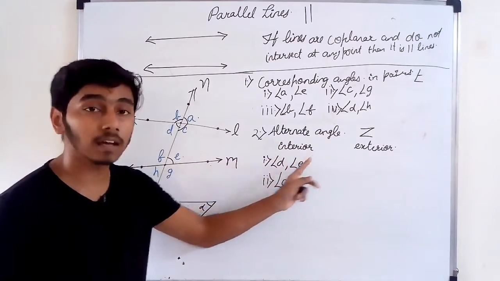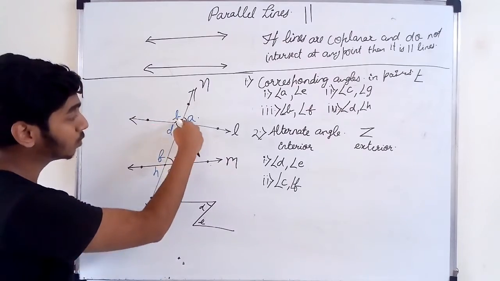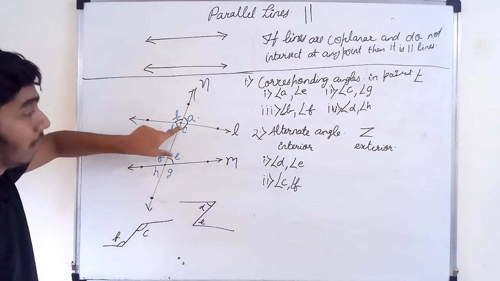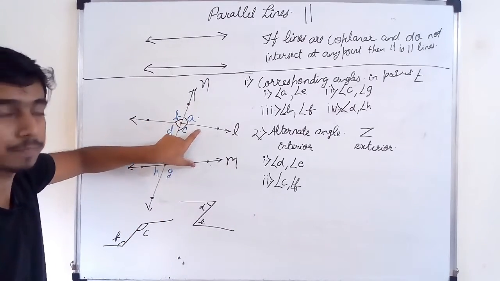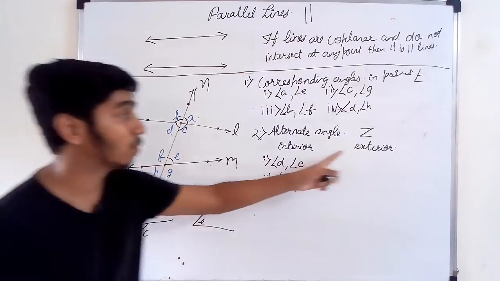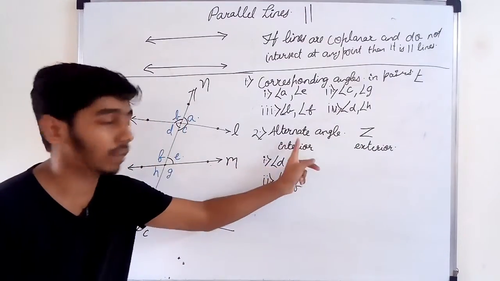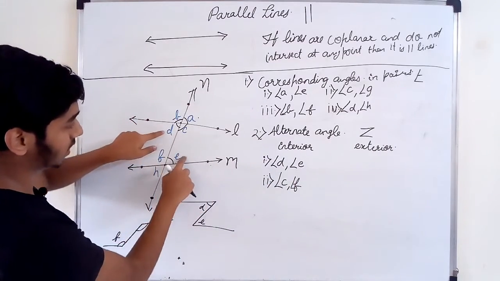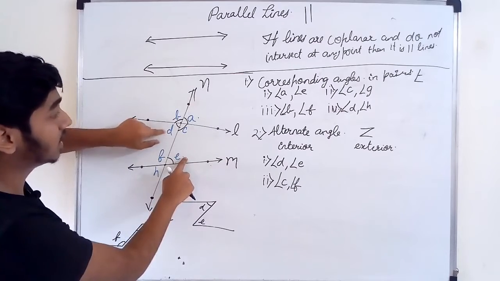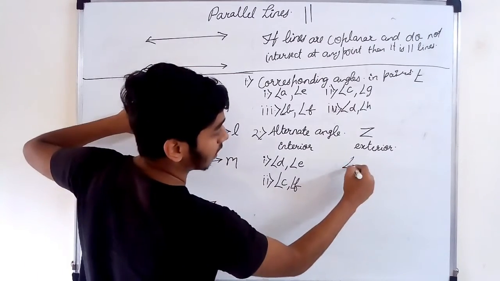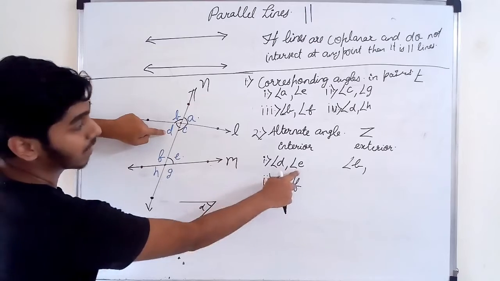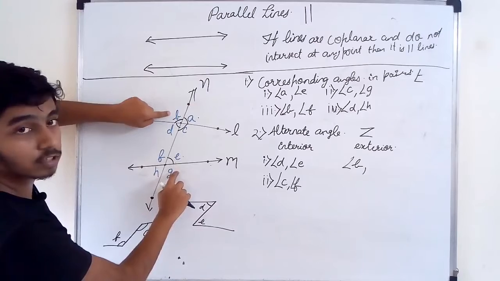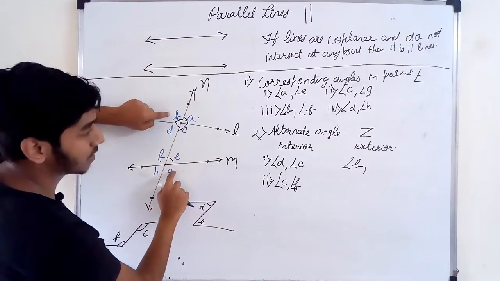Why did we take interior? Because they are interior to these two lines. Means these two are the lines and they are coming inside or between these two lines. That's why it's called interior. Then we'll see what is exterior alternate angle. If you saw D, E, the exterior for D is B, and in the same way the exterior of E is G. So exterior of D and exterior of E, that's what we are supposed to write. So B and G.